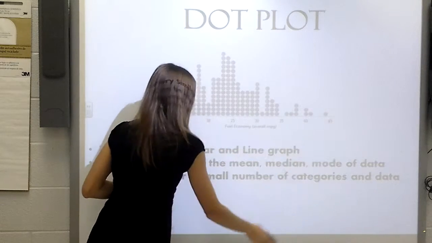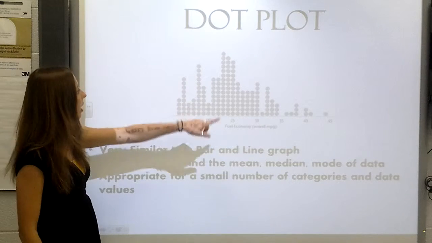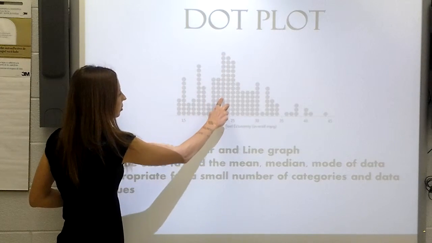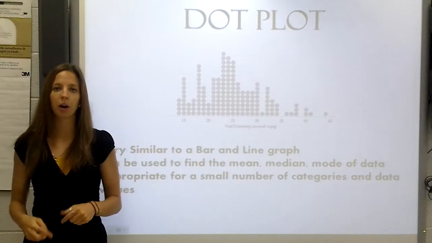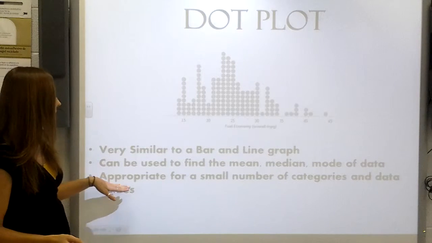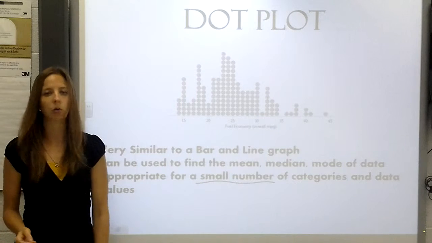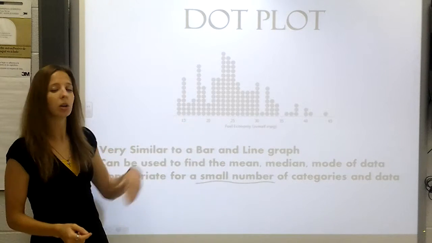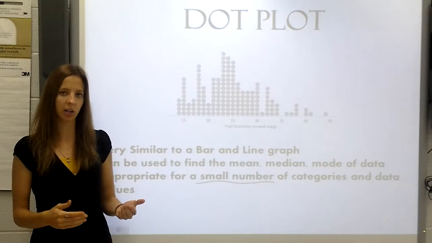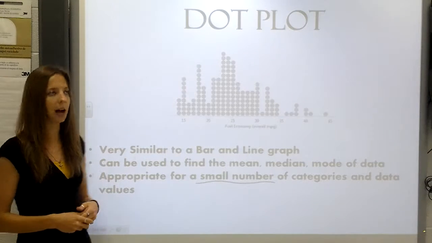The mode is very simple to find because you just have to find the highest bar. So we can see that 23 had the most answers, so that would be our mode. Typically, the dot plot is most appropriate when you're talking about small numbers and categories. Even in this example, it's almost too much data to look at, so you want to make sure that if you're going to have a larger data set, that you would look at a different graphing option.